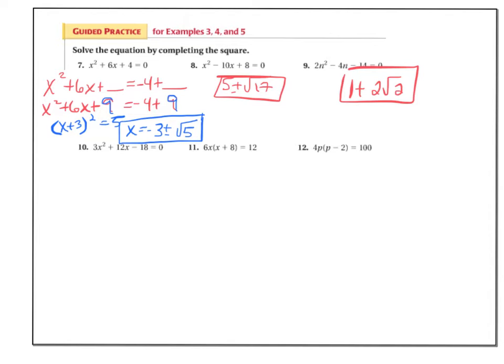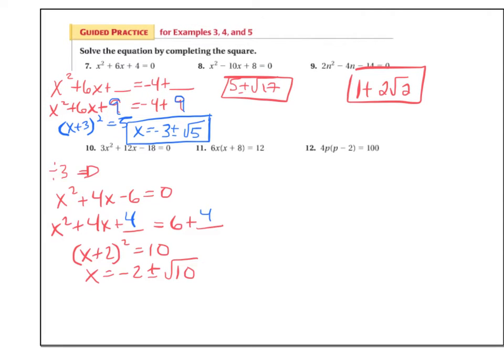Okay, number 10 is the same as number 9, where you need to divide by 3 first. So go ahead and do that. Pause the video and come back for that answer. And here's that answer written out. Alright, number 11 and 12, you could actually solve right now quite easily. Actually, you can't. I thought they were equal to 0, so you can't.